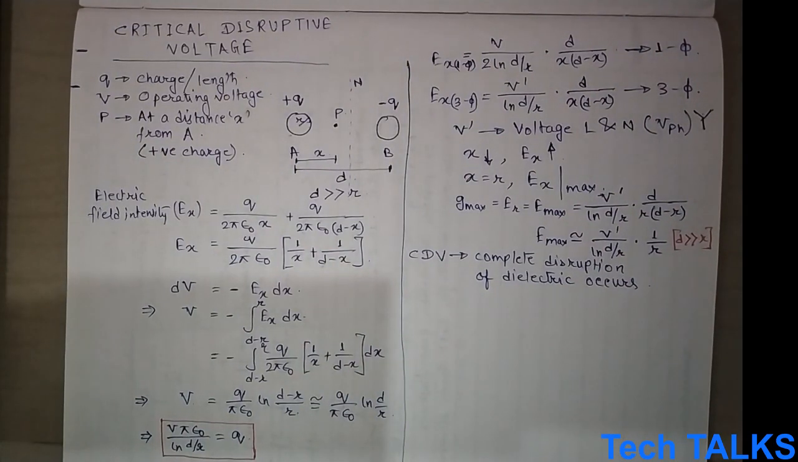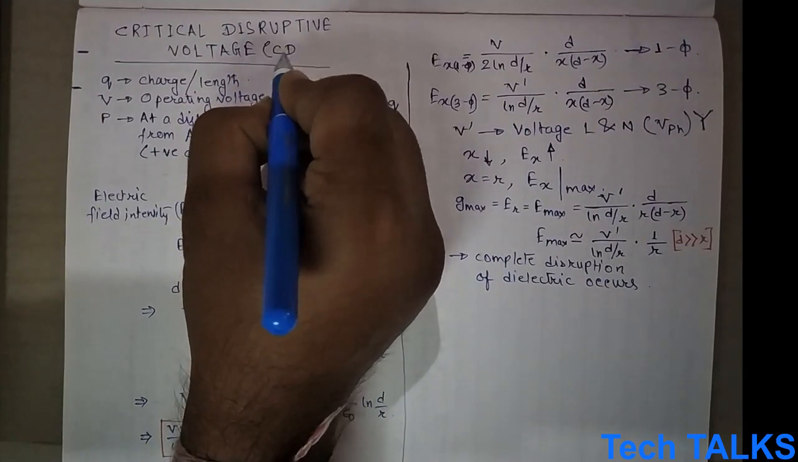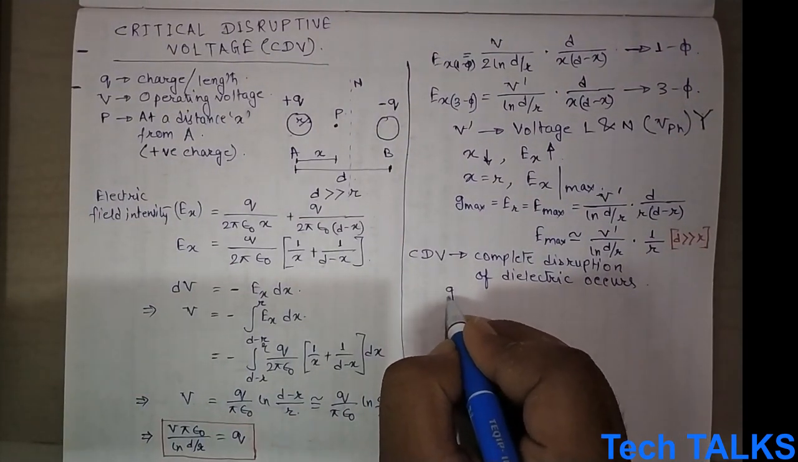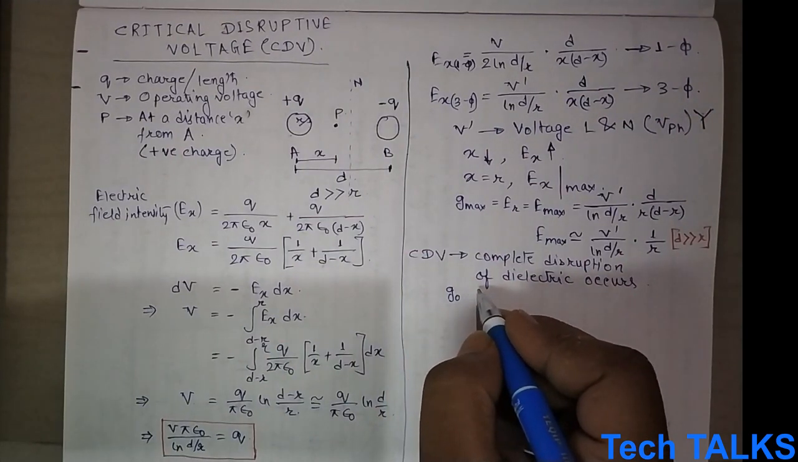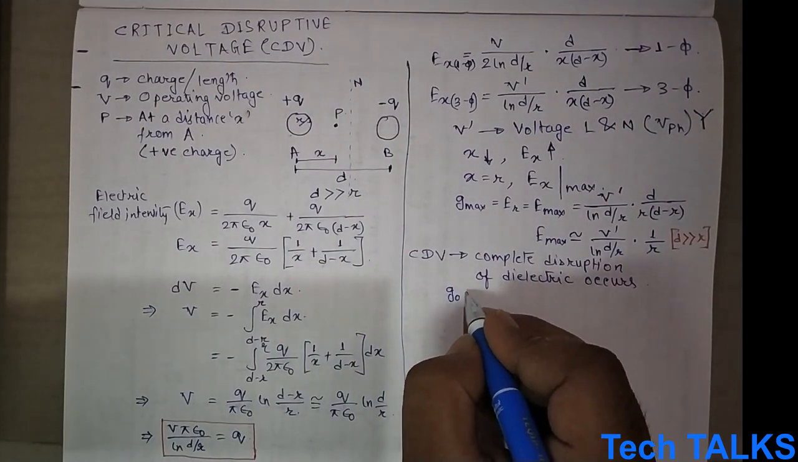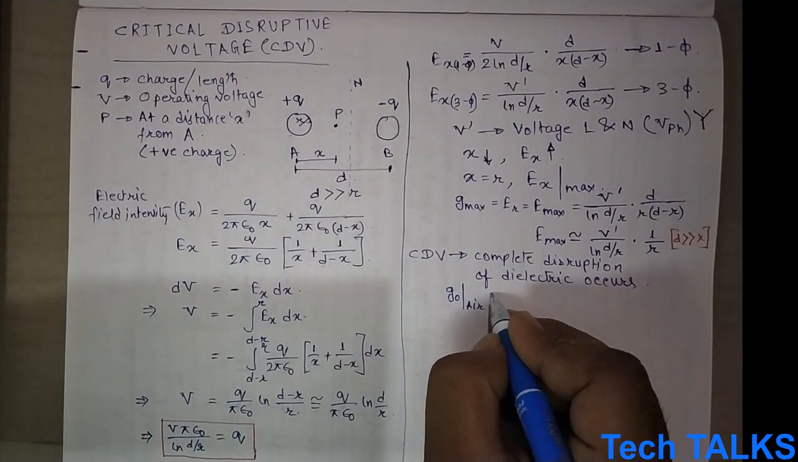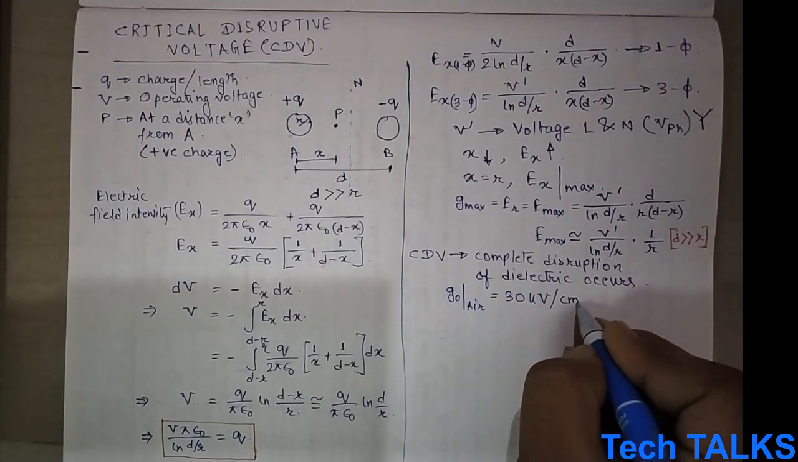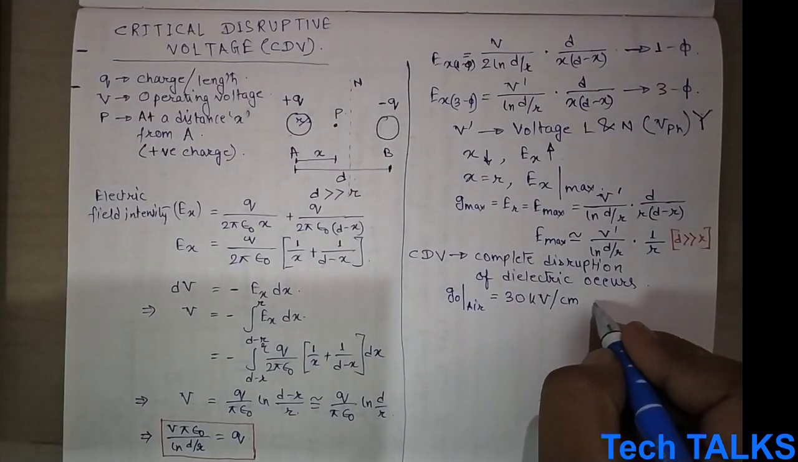Okay, so the dielectric strength of air is normally denoted as G naught, and it is equal to 30 kilovolts per centimeter at NTP, normal temperature and pressure, that is 25 degrees Celsius temperature and 76 centimeter of mercury column. So what does this mean?